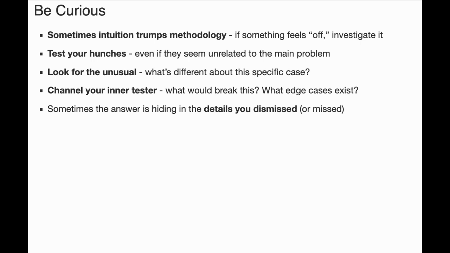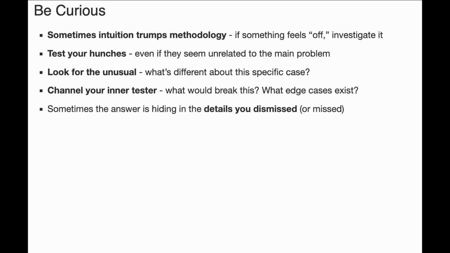Be curious. Sometimes intuition trumps methodology. If something feels off, investigate it. You need to remain focused in your approach and flexible, which allows for random detours or testing of wild theories. Test your hunches, even if they seem unrelated to the main problem. Your prior experience can guide you. Look for the unusual. What's different about this specific case? Or what's different about the customer? This specific request, this timing, the group membership hierarchy.